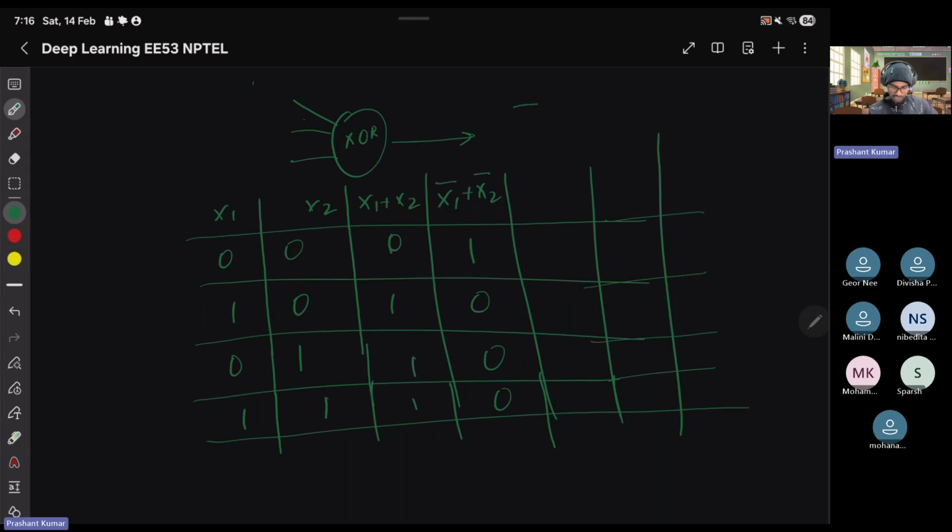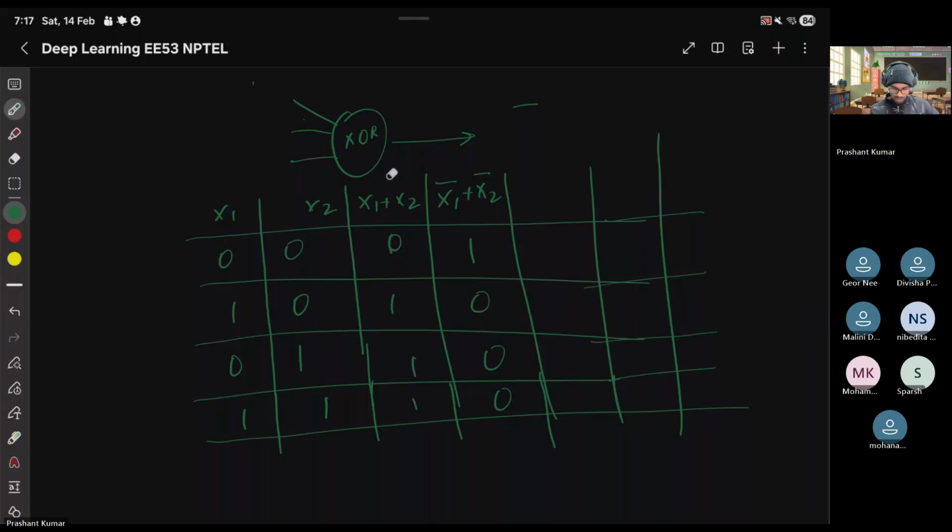And if you multiply these two, means if you take the AND of that, I'm not sure if I am going wrong. Let me check. It will be X1 bar into X2 plus X2 bar into X1, because X1 into X1 bar will be always 0. Same for X2. No, it is correct.